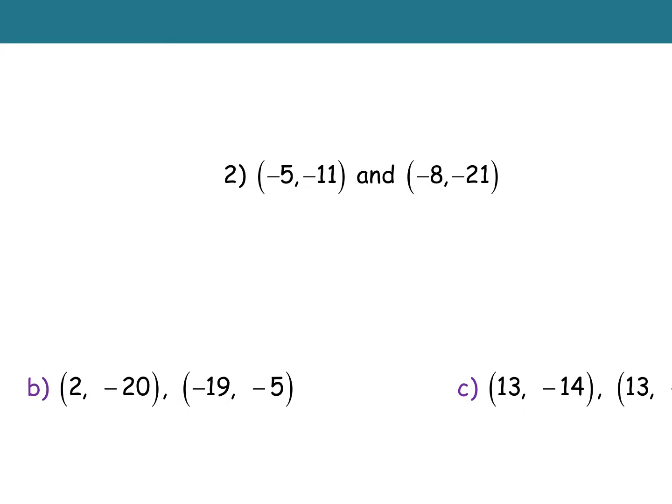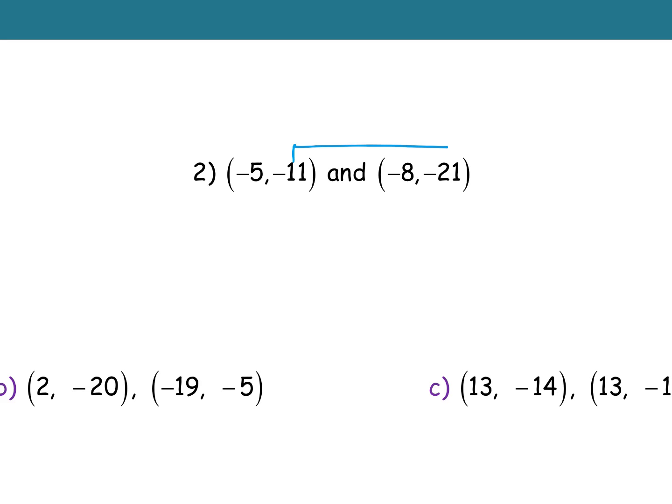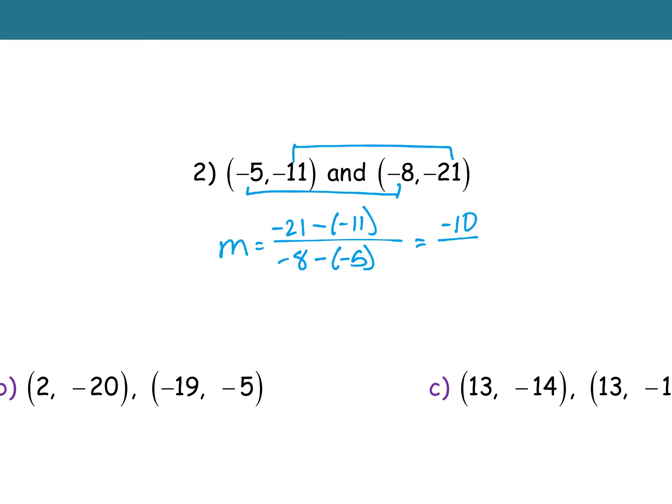Okay. Number 2, same thing. Rise over run. So this time I'm going to start with my second one just because, I don't know, why not? -21 minus a -11 all over -8 minus a -5. So -21 minus a -11 is -10. Beautiful. And -8 minus a -5 is -3. Beautiful.